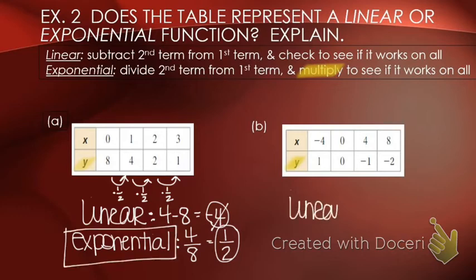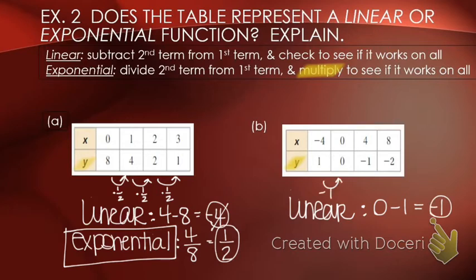So for linear, how do we find the number that we're using? Okay, we take the second y value, which is 0, minus the first y value, which is 1, and what does that give us? -1. So now we test it.